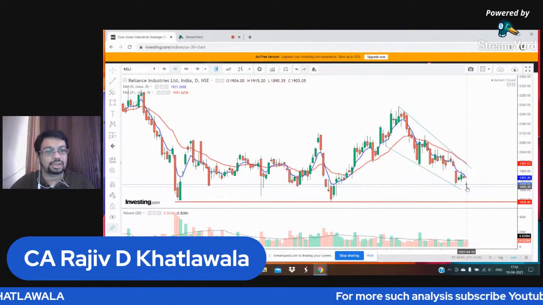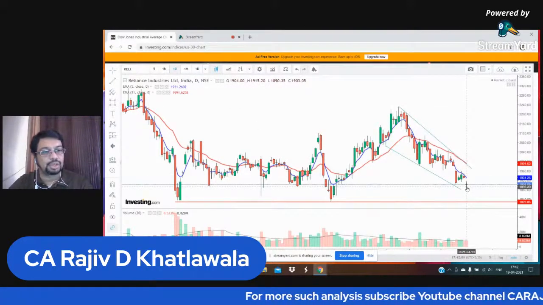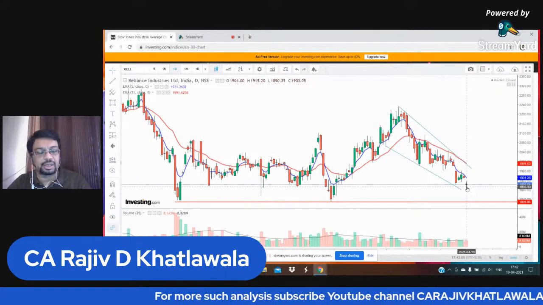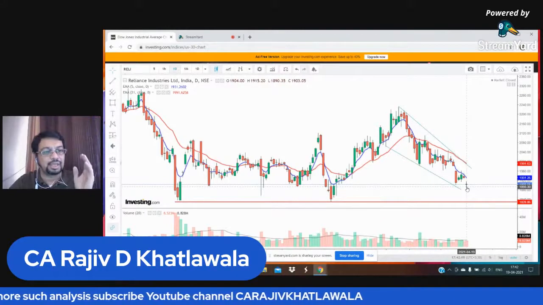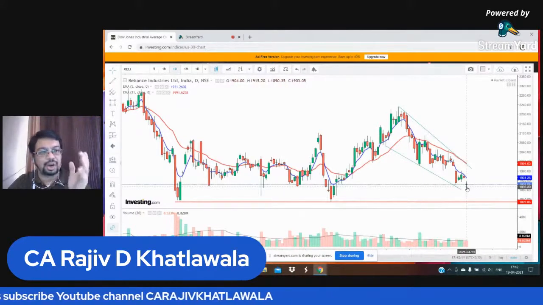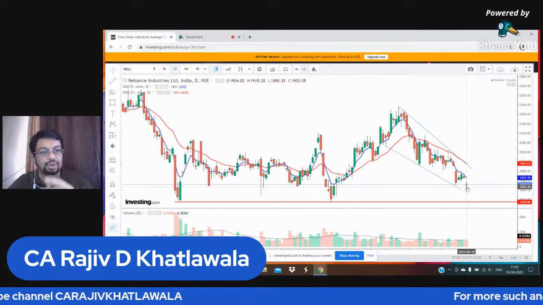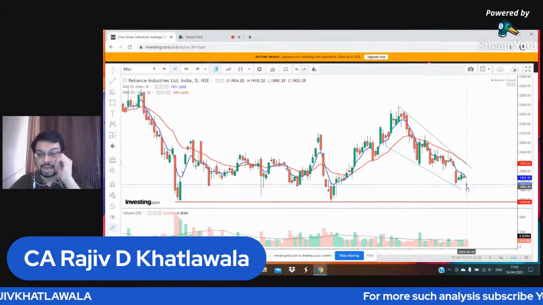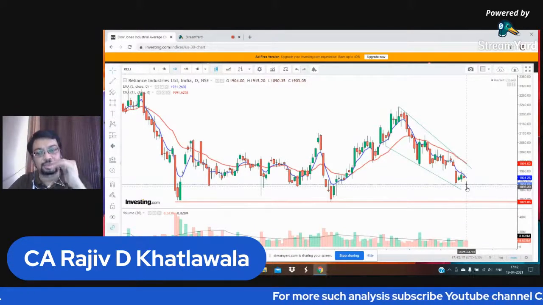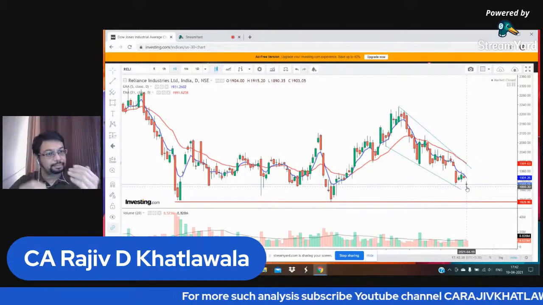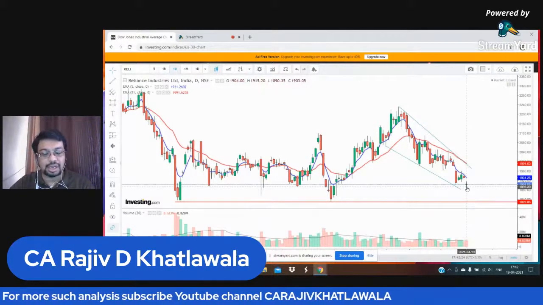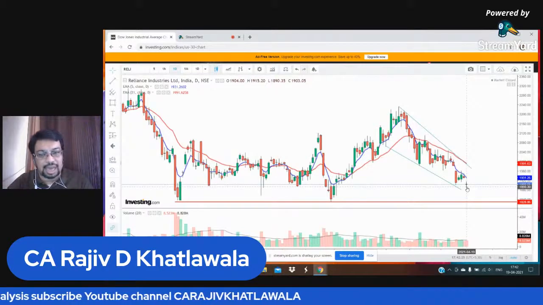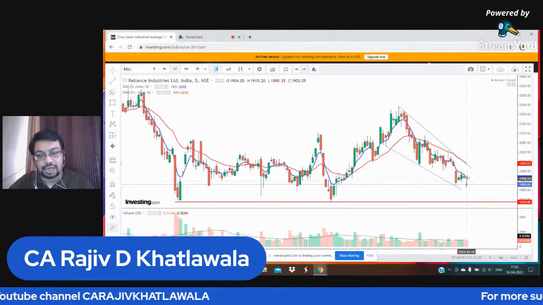I'm just putting my cursor here again, and as you can observe, the 5 moving average value is 1931, whereas the 21 days moving average is 1991. So there is a difference of around 60 points, and the 5 moving average is below the 21 days moving average. Now, this condition is not something which has happened today. Even yesterday, it was the same.